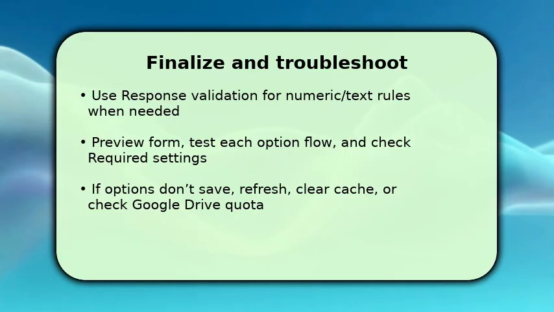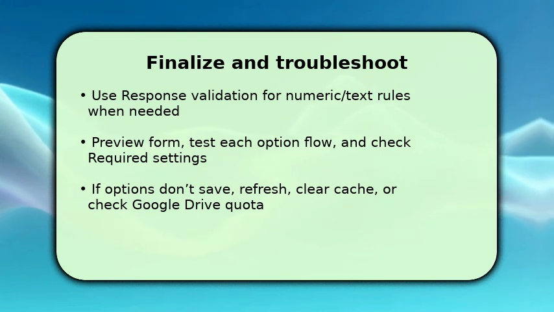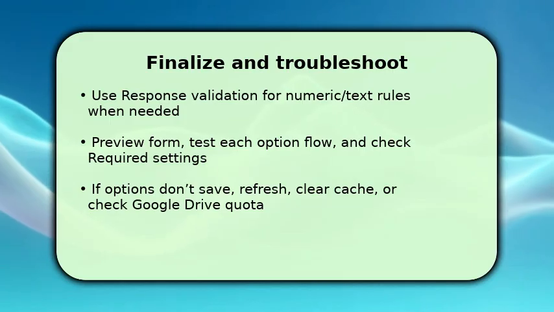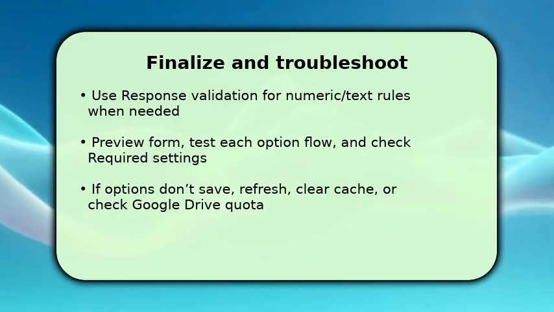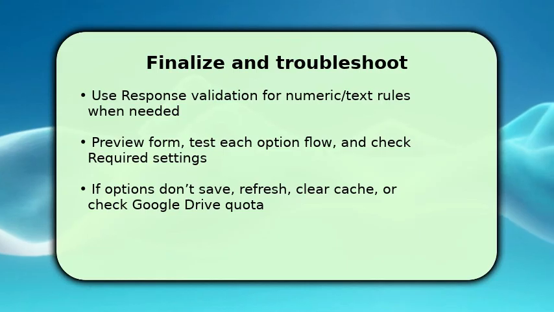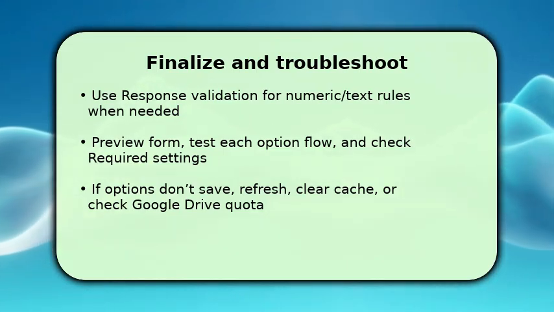Finally, validate and finalize your options so responses are useful. Use response validation for number ranges or text patterns and set the question as required if needed. Preview the full form and test each option to confirm branching or sections work as intended. If an option fails to save or disappears, refresh the editor, clear browser cache, or verify your Google Drive quota. These fixes resolve most sync issues.